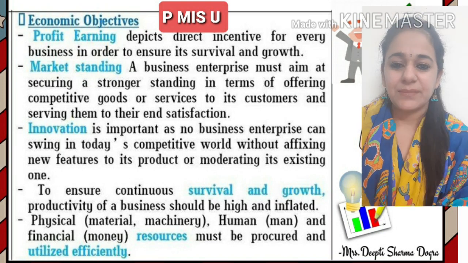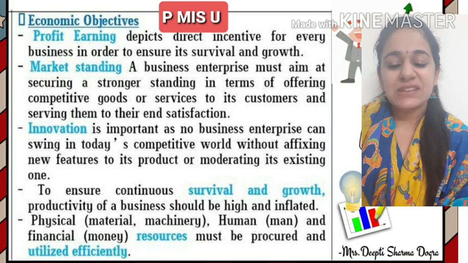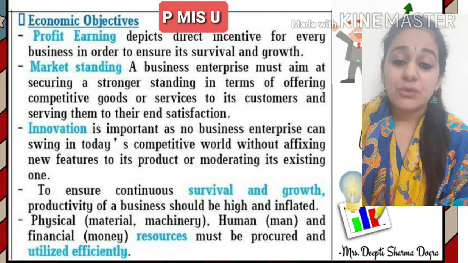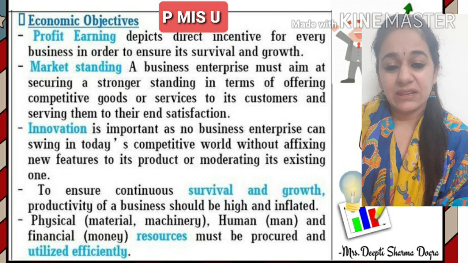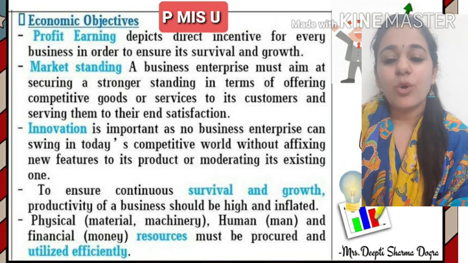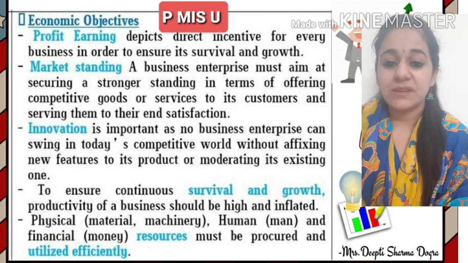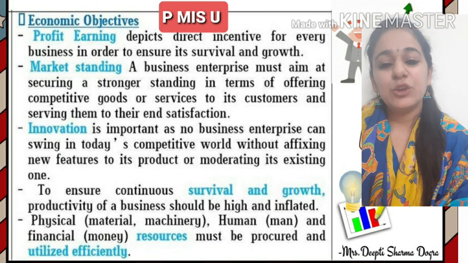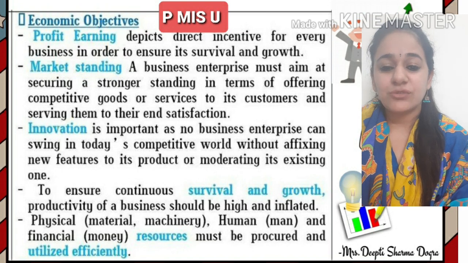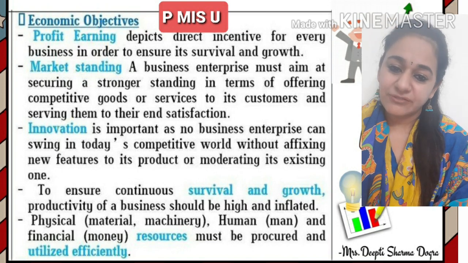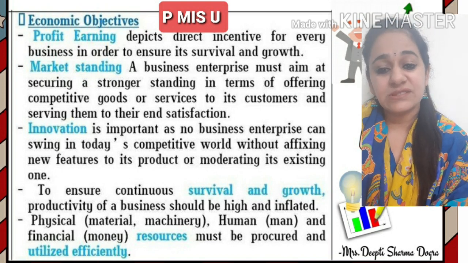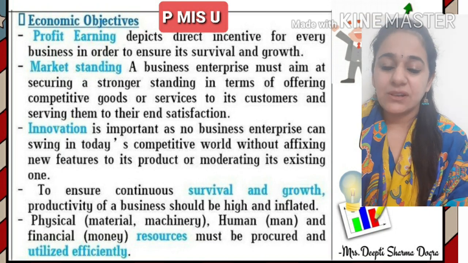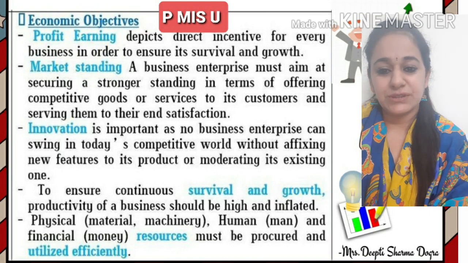Next point is utilization of resources. Resources can be classified in physical, human or financial resources in 3 types. Human resource means staff, employees. Financial resource, that is money, capital, right? And physical resource means material, raw material, and plant and machinery, right?